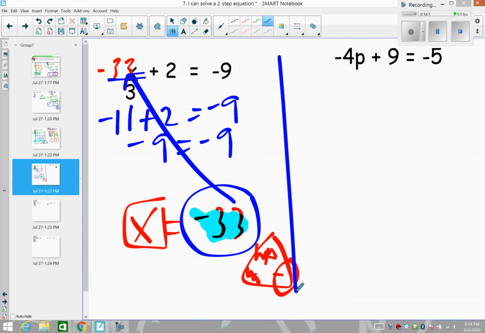All right. At this point, we're at 14 minutes. This is going to probably be a pretty long video. I need you to pause the video and try the problem on the right. -4p plus 9 equals -5. I want you to show all your steps. I need the copy, the paste, the build house, build fence, all your steps. Go.